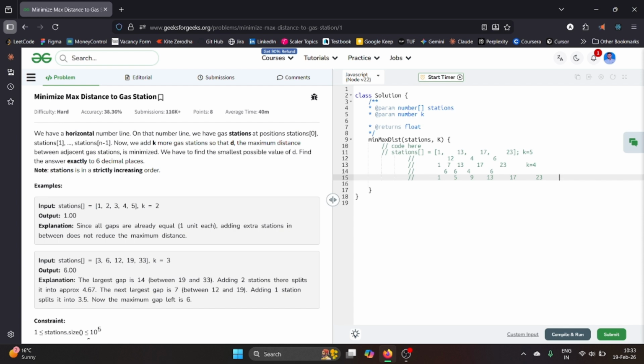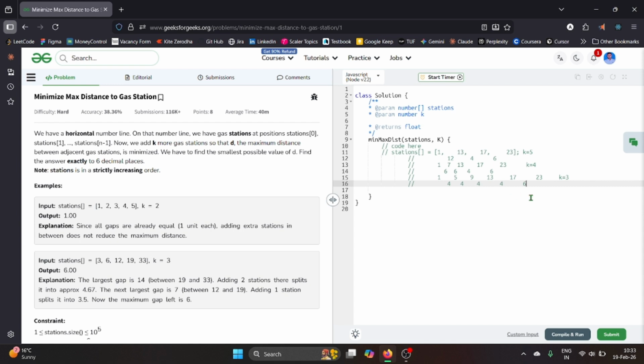We have put our two gas stations till now. We have only three gas stations left to put in between them. Here you can see the gap is 4 here, 4 here, 4 here, and also 4. But the gap between 17 and 23 is 6.